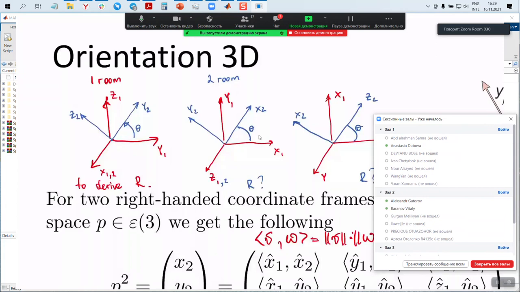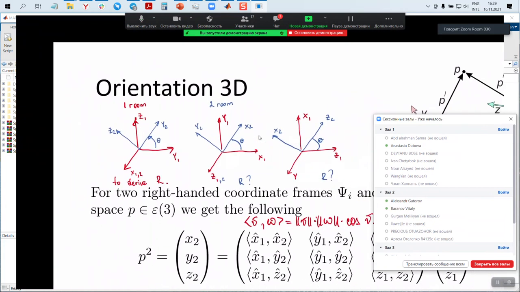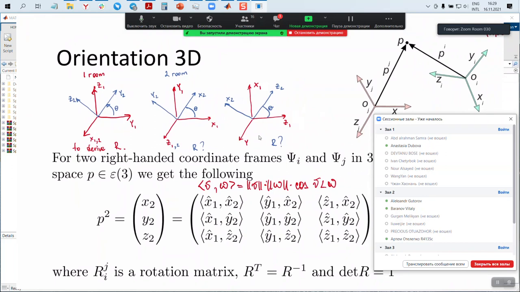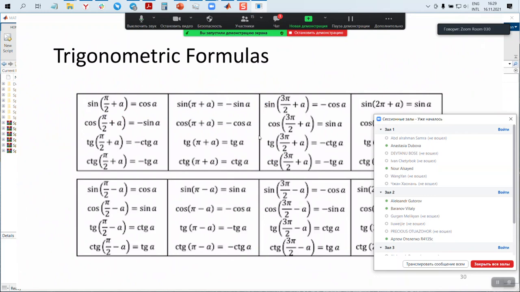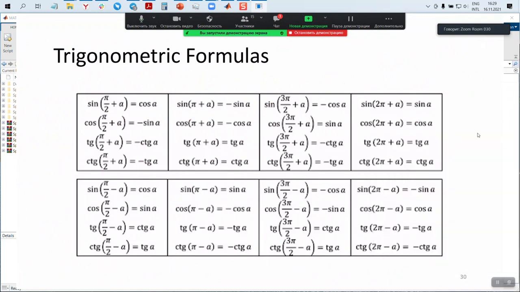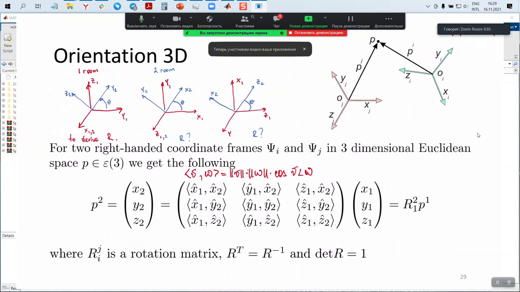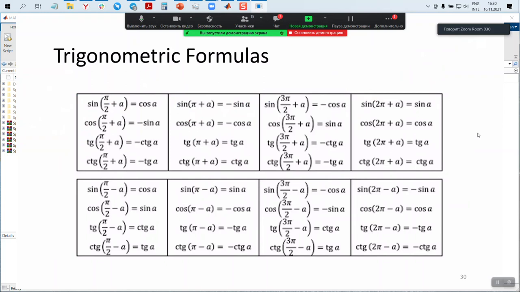Yeah, so here you can see the tasks, and here also you can see the equation for inner product. More than that, something that is going to help you are those trigonometric formulas. I will leave this here for a couple of minutes, or for 1 minute, I guess, and your task is to derive a rotation matrix using the inner product equation and those trigonometric formulas. I hope it is clear.